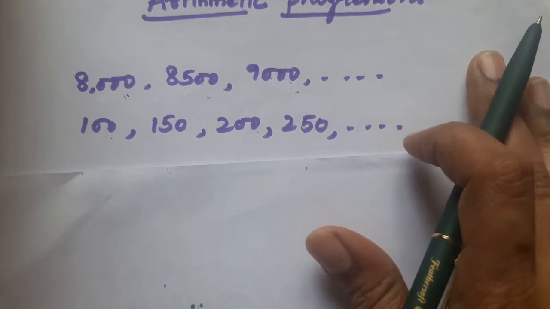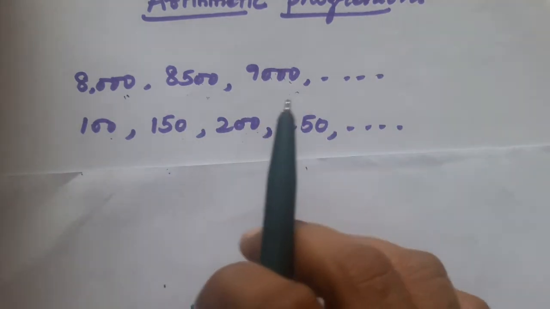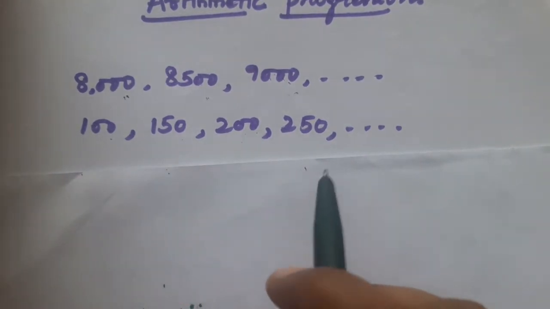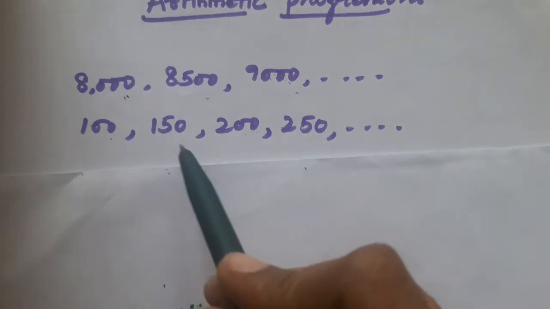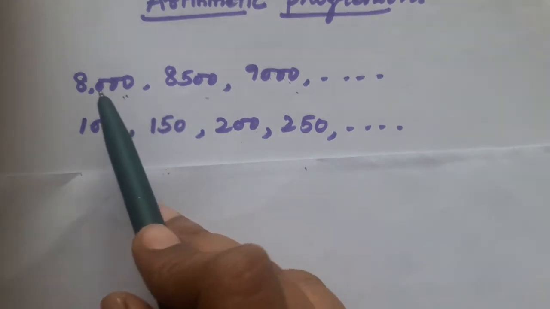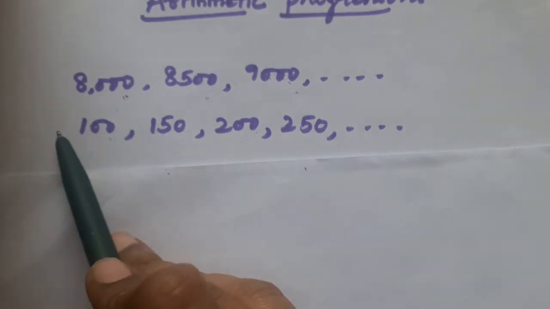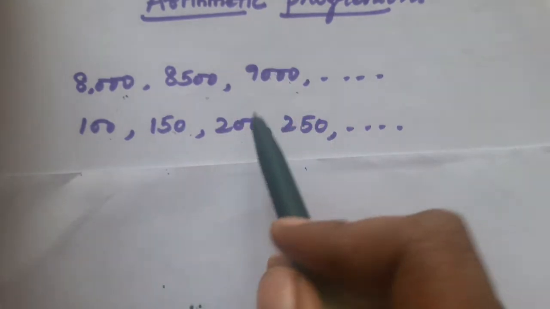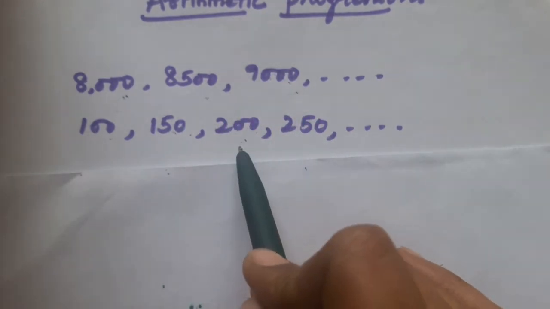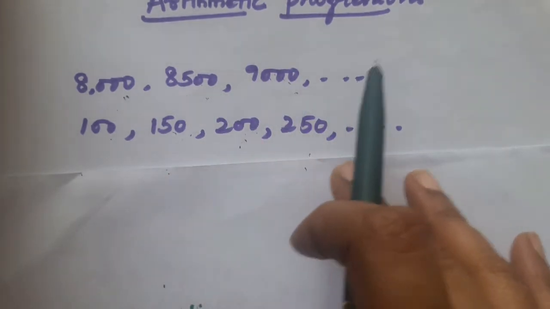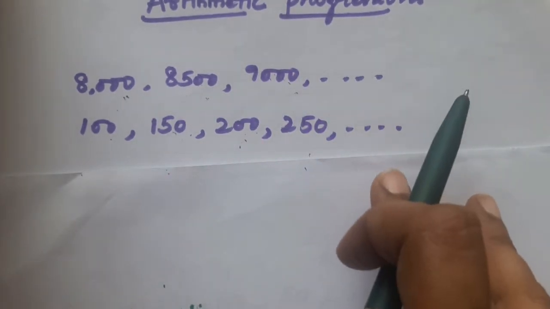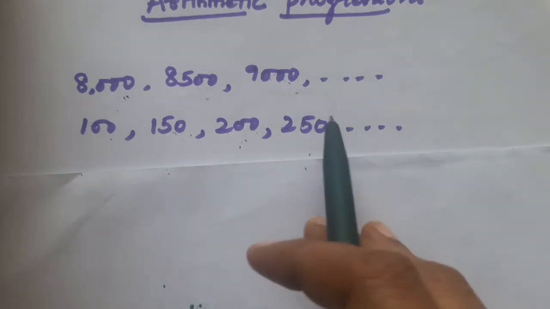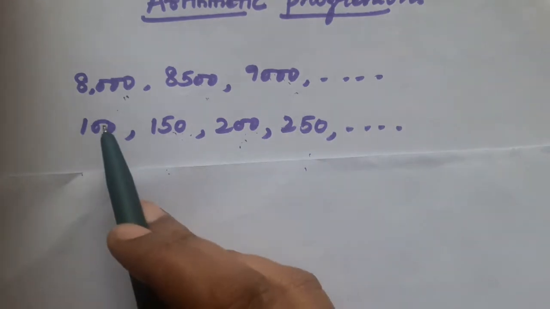Now, what is an arithmetic progression then? An arithmetic progression is a list of numbers in which each term is obtained by adding a fixed number to the preceding number. Here also we add the fixed number 50, so we get 200, then we add 50 again and get 250. So a fixed number has been added here, and that is an arithmetic progression, in which each term is obtained by adding a fixed number to the preceding term except the first term.